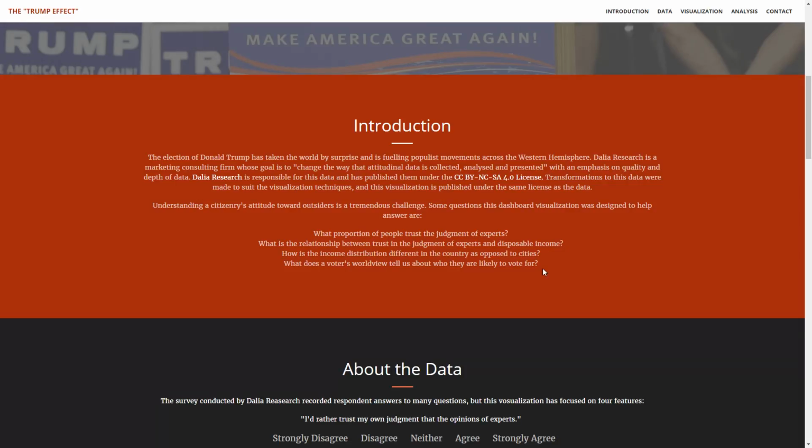But understanding a citizenry's attitude towards outsiders is a tremendous challenge, and some questions this dashboard visualization was designed to help answer are: what proportion of people trust the judgment of experts? What is the relationship between trust in the judgment of experts and disposable income? How is the income distribution different in the country as opposed to the cities? And what does a voter's worldview tell us about who they are likely to vote for?